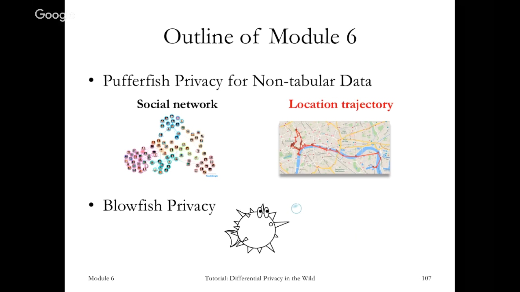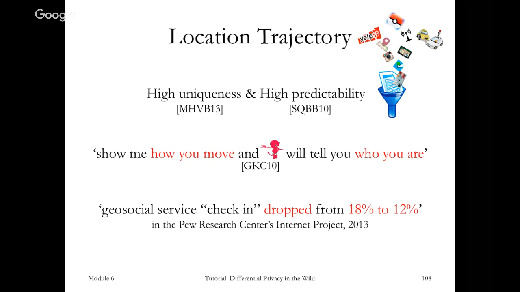Location trajectories also have a rich class of privacy definition that can be understood by the pufferfish framework. It is well known that location trajectories can be really sensitive. Individual location data can be highly unique, can easily identify you from the population based on your location patterns, and also very highly predictive, based on where you have been in the past to predict your future locations. And also the people's awareness about location privacy has increased a lot in the past. Studies show that geosocial service checking dropped after the user learned that those services collect their location data.